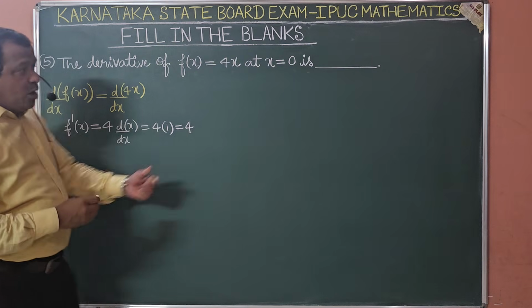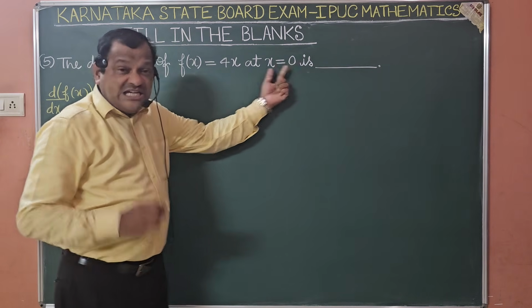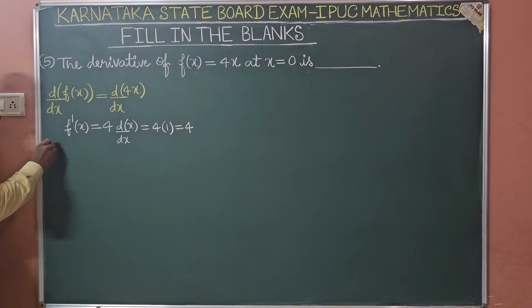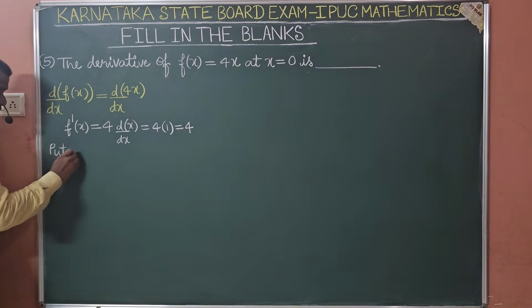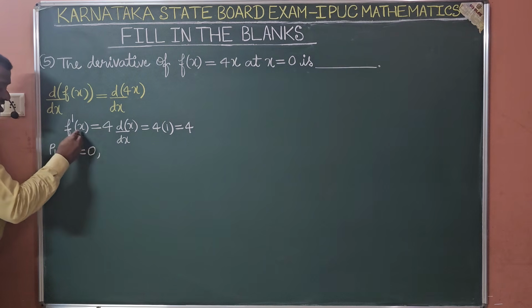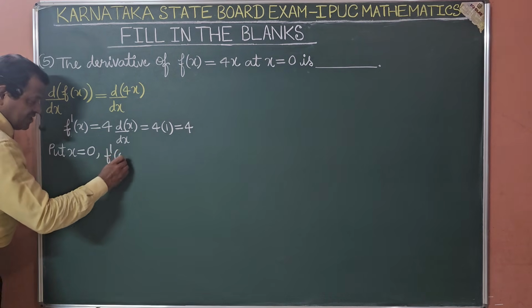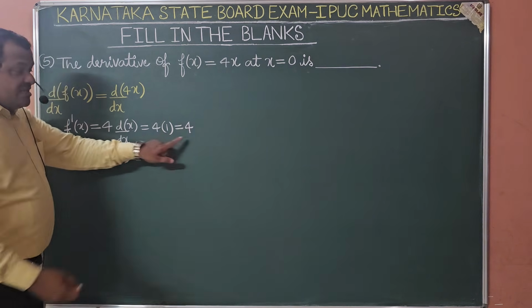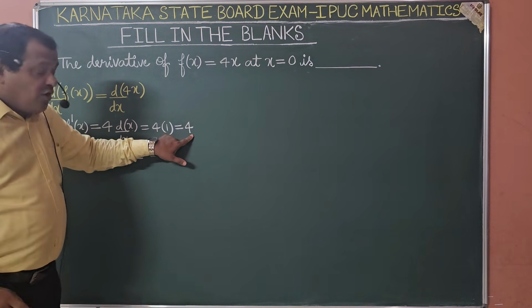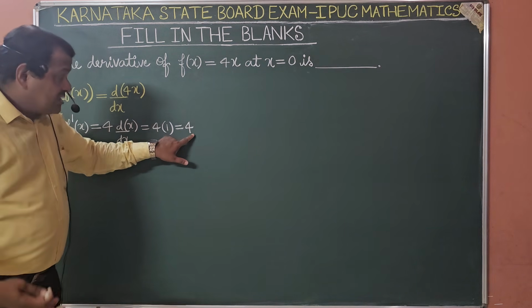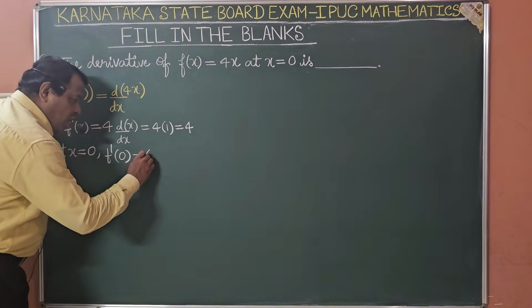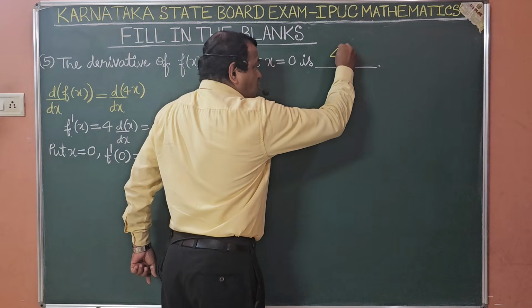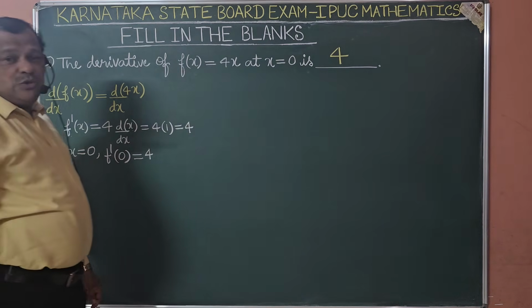Hence now put x equal to 0. That is the meaning of saying at x equal to 0. Therefore put x equal to 0. We get f dash of 0. See, in place of x I have put 0, but on the right hand side there is no x present. Therefore you cannot put 0 anywhere. Therefore it remains 4 itself. So constant 4. And therefore the answer to this question is 4. Kindly go through the solution.